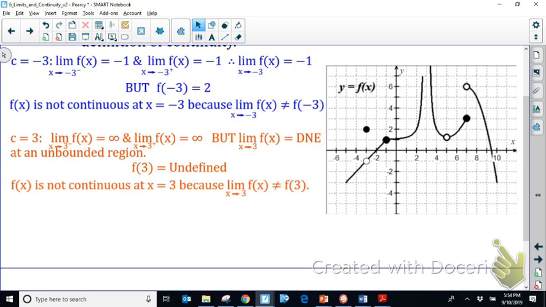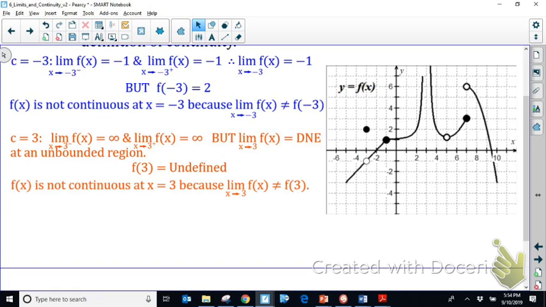But you could have given probably other explanations about why it's not going to be continuous. There's a vertical asymptote there. F of 3 is undefined. The general limit doesn't exist. All of those would probably be good candidates for why you could say that that function is not continuous at that point.